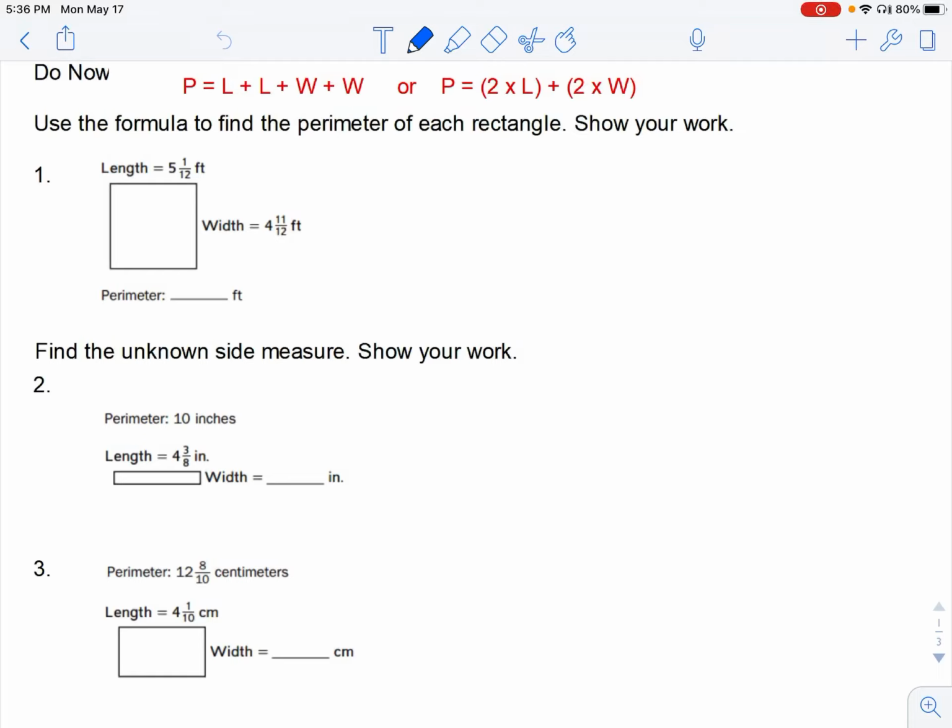Hi, fourth graders. We are going to start by going over this do now. So if you haven't already, pause the video and try out these problems.